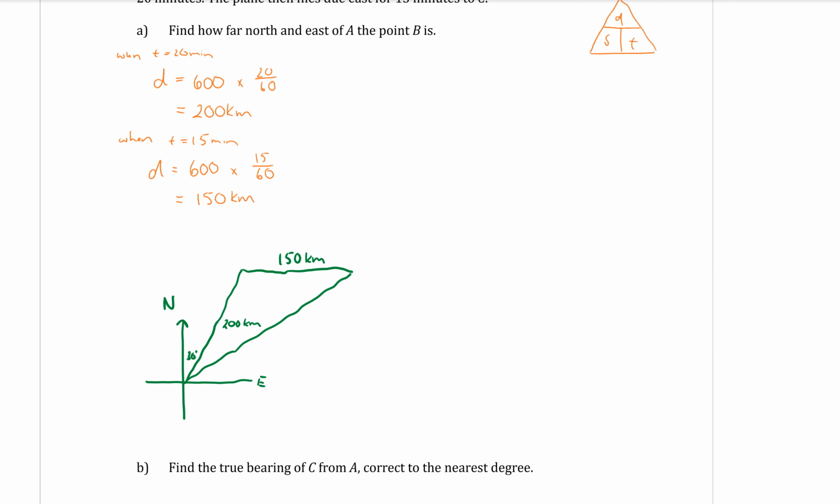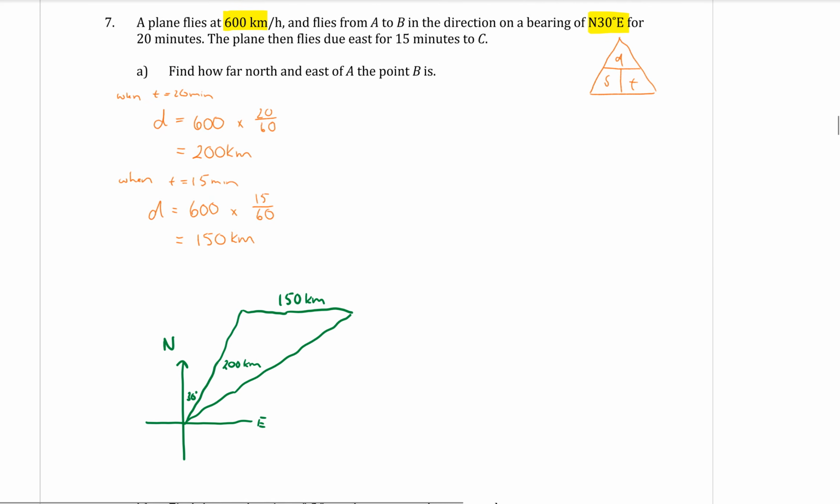I do need some letters on there. I haven't put those on there yet. So let's go back and do that. A plane flies from A, so this is the A, to B, so that's the B, on a direction of north 30 degrees east for 20 minutes. And then it flies to C for the 150 kilometers. So just getting those letters on there.